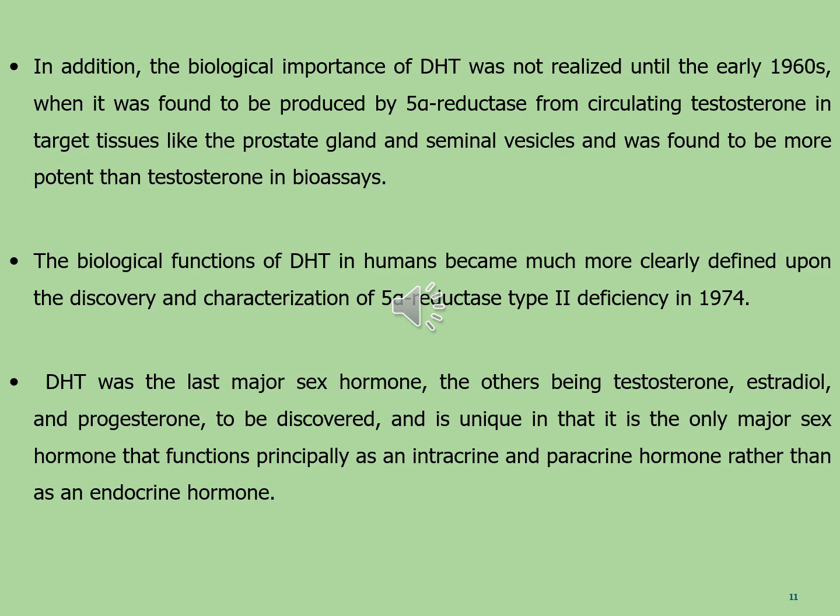In addition, the biological importance of dihydrotestosterone was not realized until the early 1960s, when it was found to be produced by 5-alpha reductase from circulating testosterone in target tissues like the prostate glands and seminal vesicles, and was found to be more potent than testosterone in bioassays.